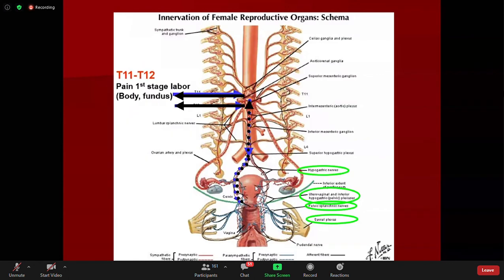So if you want to anesthetize the upper part of the uterus, which is involved in the first stage of delivery, you need to put anesthesia at T11 and T12. If you want to anesthetize the lower part, which is in the second stage of delivery, when the baby is going through the cervix, you need to put anesthesia at the level of S2, 3, 4. Last part, you inject local anesthesia into the pudendal nerve.